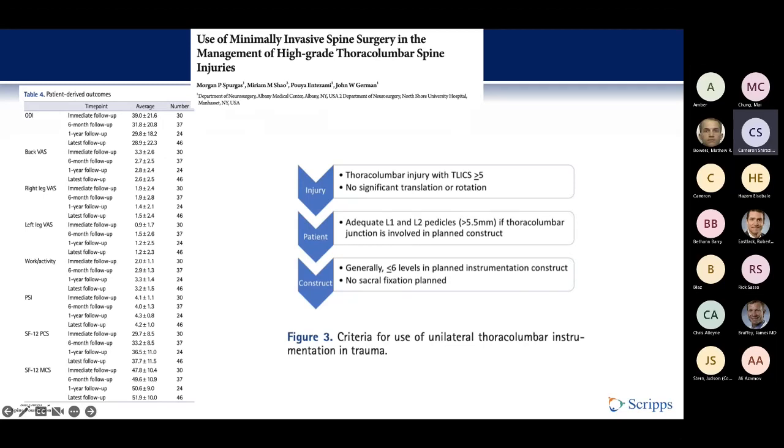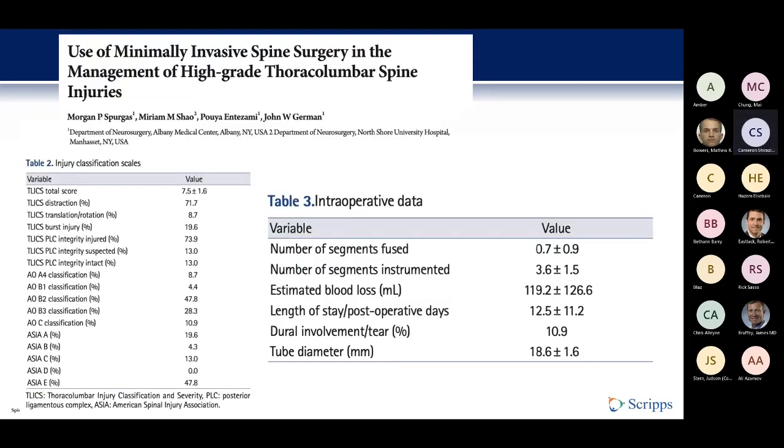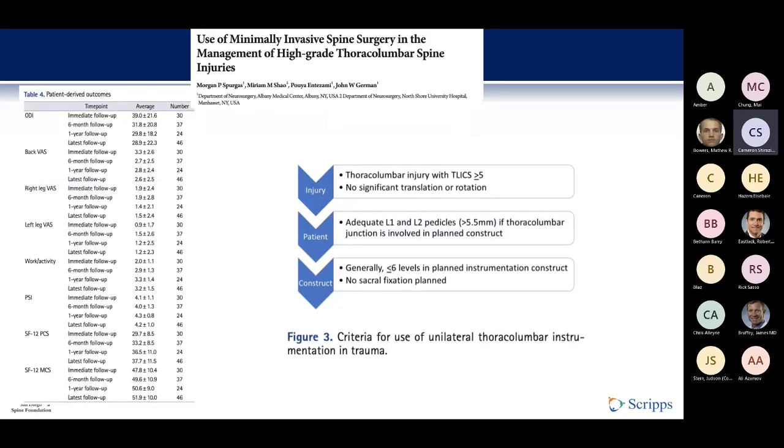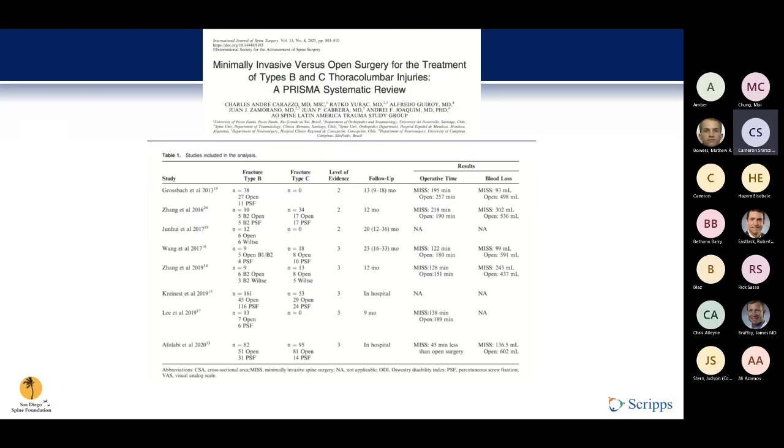When they finished this, they even talk about doing unilateral fixation within this study. Their recommendation for unilateral fixation in these high-grade injuries was for anyone with a TLICS greater than or equal to 5 with no significant translation or rotation and good pedicles. They thought that you could do unilateral thoracolumbar instrumentation for these, and they had good results. So a lot of the studies now are trying to push these boundaries and look forward.